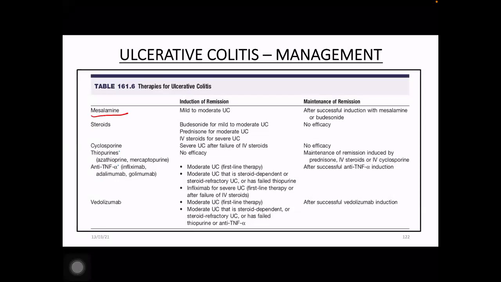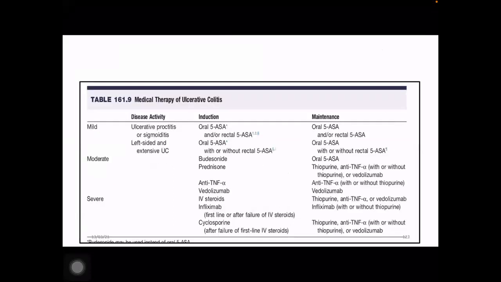If the patient has a severe disease or a moderate ulcerative colitis, mesalamine and a topical steroid may not be effective. In such patients, you might have to give IV steroids or anti-TNF alpha in the form of infliximab, adalimumab, and golimumab. So just remember, for a mild disease, you can just manage with the mesalamine. For a severe disease, you might have to go for IV steroids or anti-TNF alpha agents.